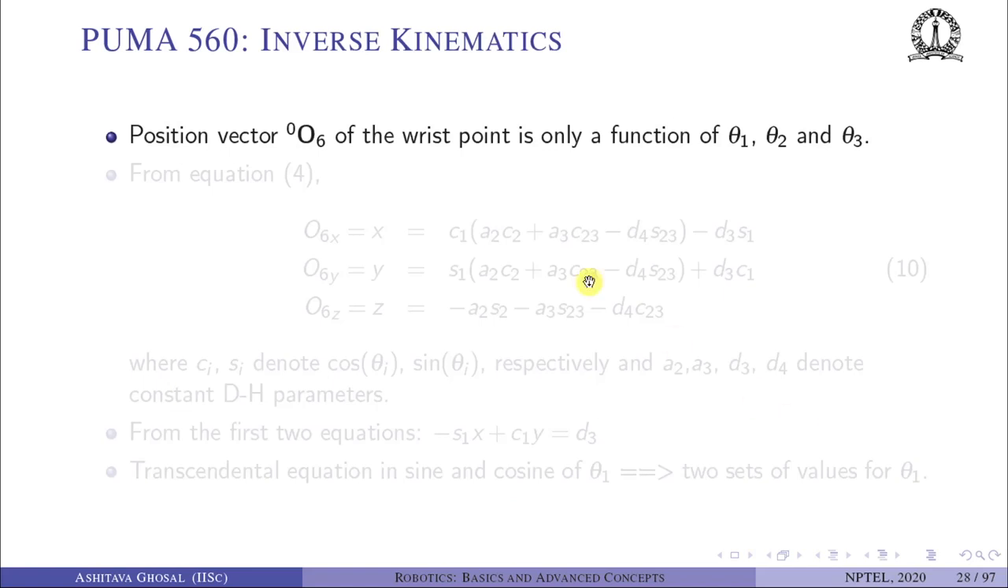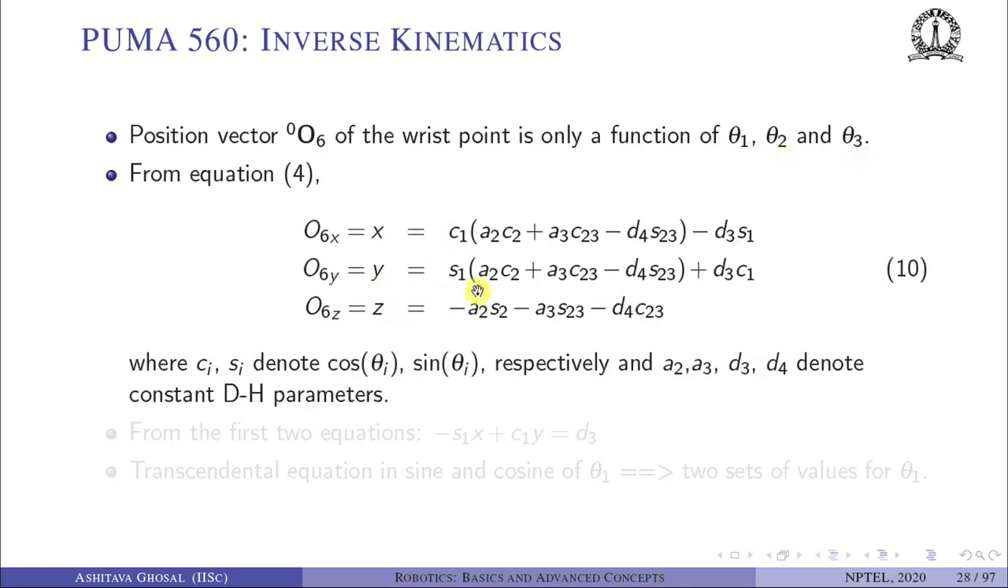It turns out that the position vector of this wrist point is only a function of theta 1, theta 2, and theta 3. So these are the 3 equations. O6x, which is shortened as x, is given by C1 into A2C2 plus A3C23 minus D4S23 minus D3S1, and so on. Does this make sense?